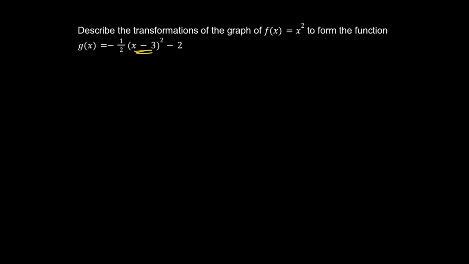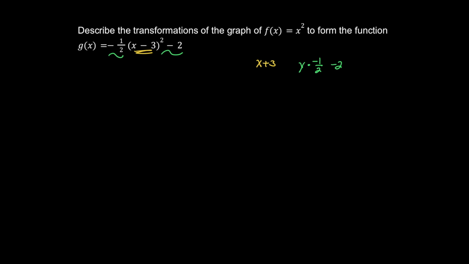So whatever's inside will affect x in the opposite way. So we see x minus 3. So what's really going to happen to x is we're going to take x and add 3. And then the stuff outside affects y. So we have the multiplication there and the subtraction there. So we are going to take y, we'll multiply by negative 1/2, and then we will subtract 2. Remember that it will follow order of operations for the outside stuff, while the inside stuff goes in reverse.